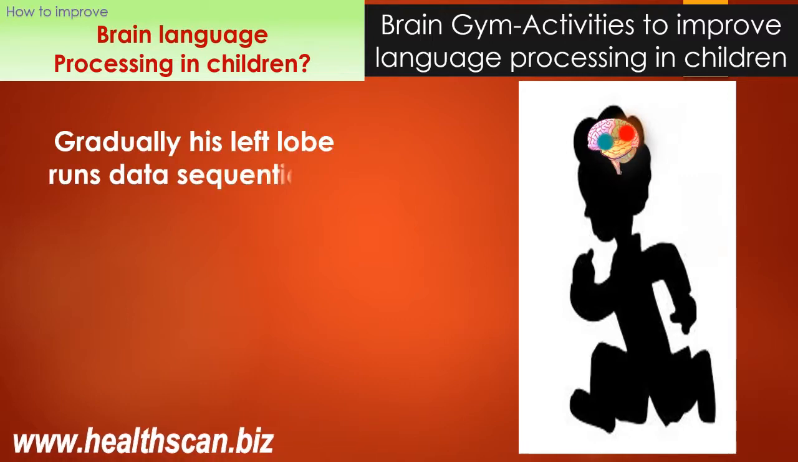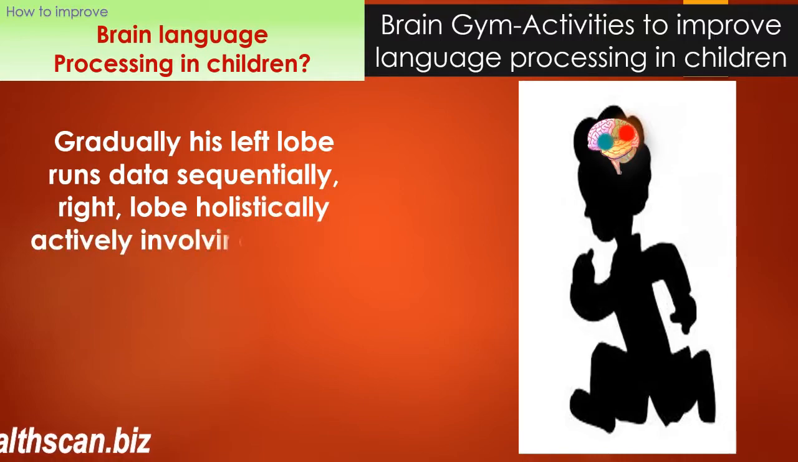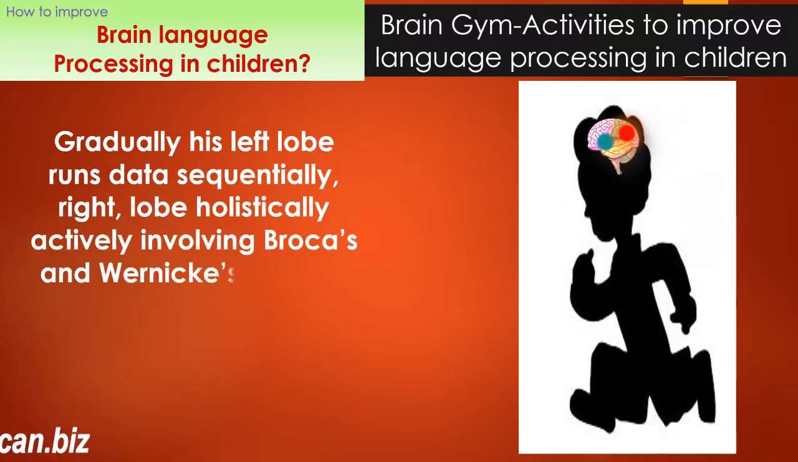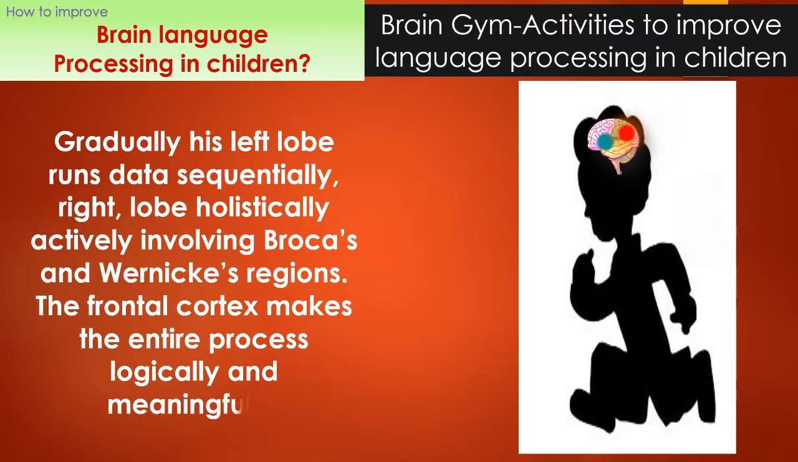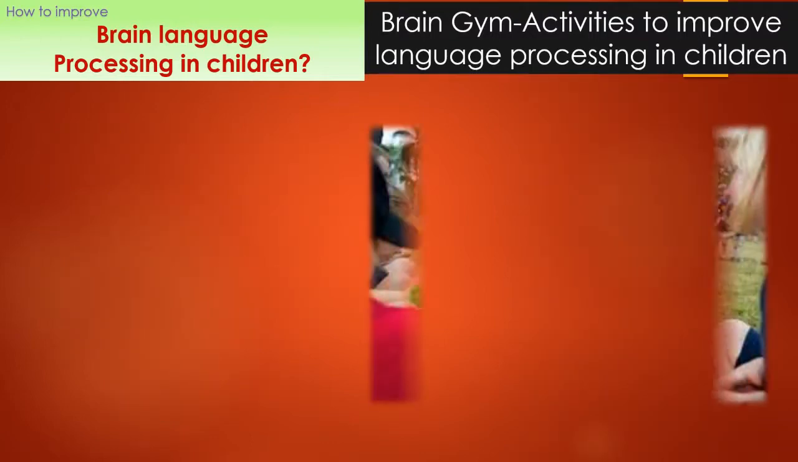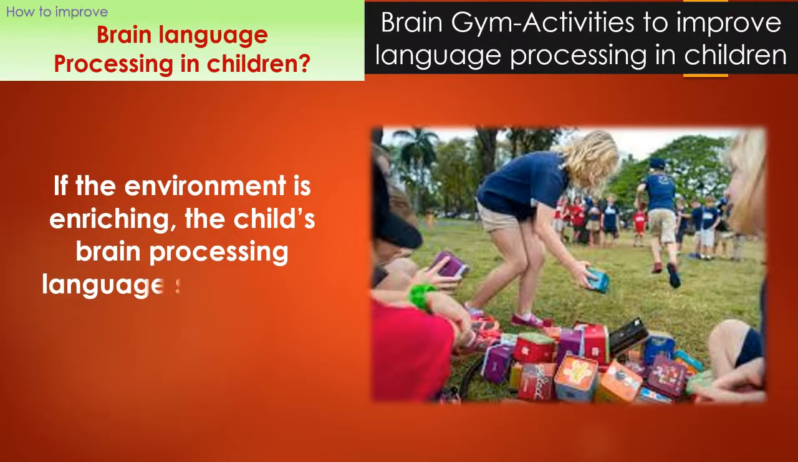Gradually, the left lobe runs data sequentially, the right lobe holistically, actively involving Broca's and Wernicke's regions. The frontal cortex makes the entire process logical and meaningful. If the environment is enriching, the child's brain processing language skills will be proportionally strong.